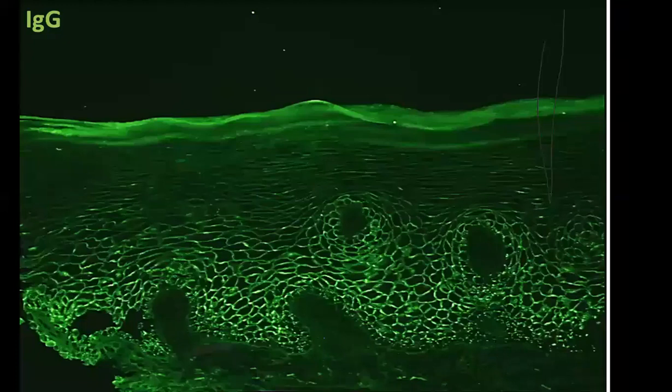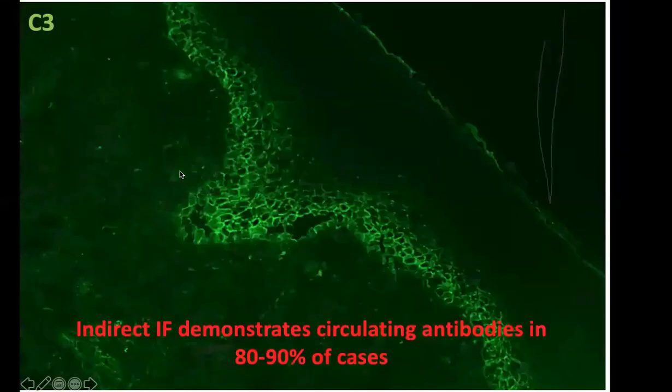So here's the direct immunofluorescence finding in patients with pemphigus vulgaris, and you can see the cytoplasmic membranes of the suprabasal cells are decorated with immunoglobulin G and with C3. And so in pemphigus, we get circulating antibodies as well. So 80 to 90% of cases of pemphigus would have circulating antibodies. And so you can also use indirect immunofluorescence to diagnose the case of pemphigus vulgaris.